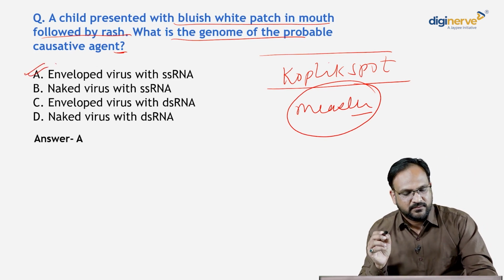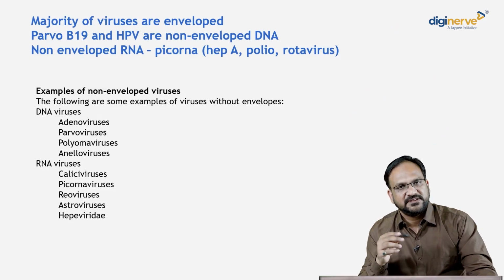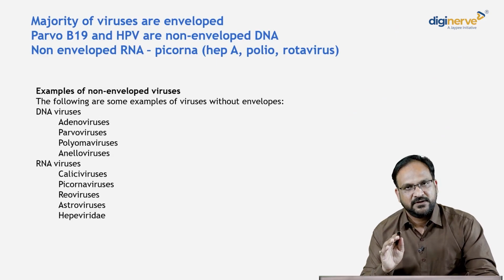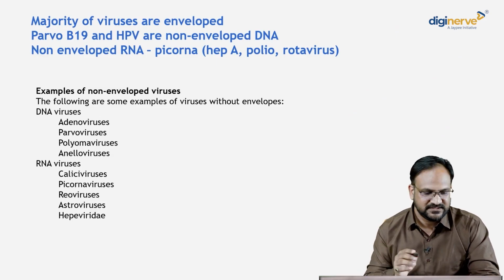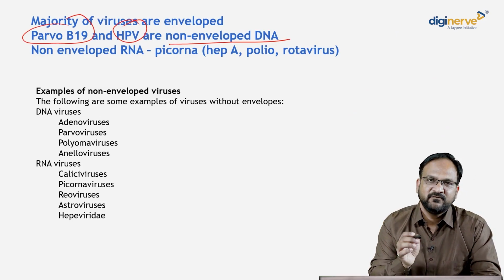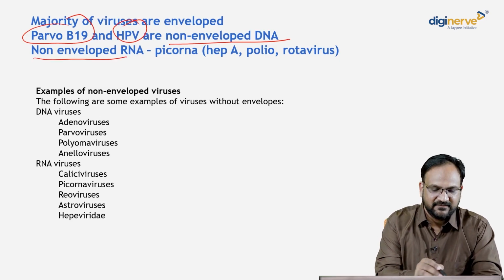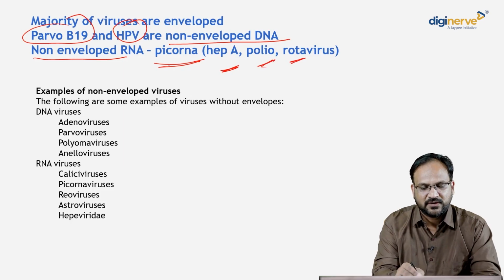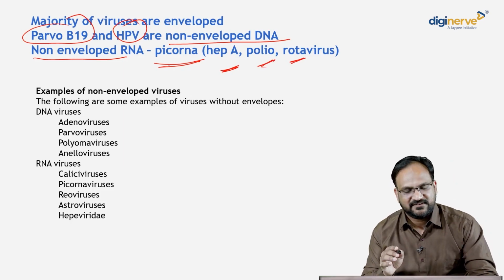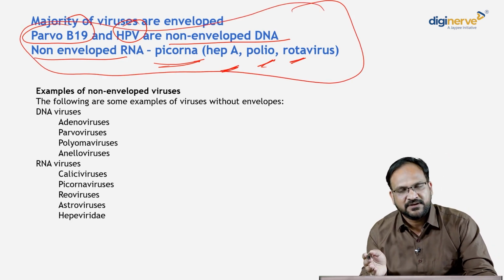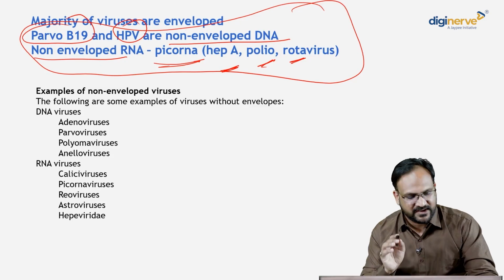Now we will discuss some other enveloped viruses also. The majority of viruses are enveloped, unless we know some non-enveloped viruses, like parvovirus B19 and HPV, which are non-enveloped DNA viruses. And among RNA viruses, picornavirus, which includes hepatitis A virus and polio virus, and the rotavirus are non-enveloped viruses. So you remember only these viruses as non-enveloped. All others are enveloped viruses.